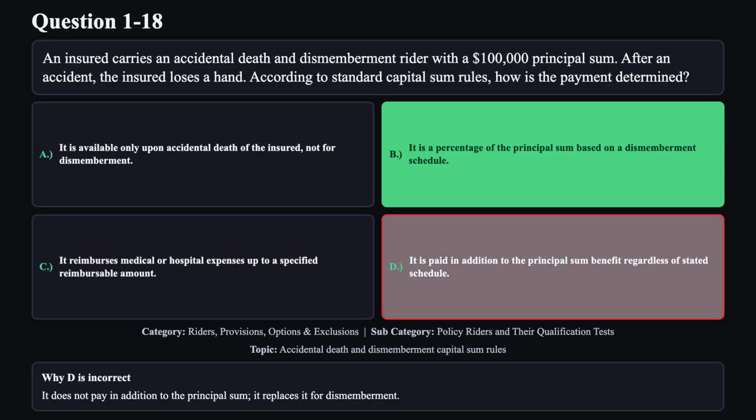Reason D is not correct. It does not pay in addition to the principal sum. It replaces it for dismemberment.